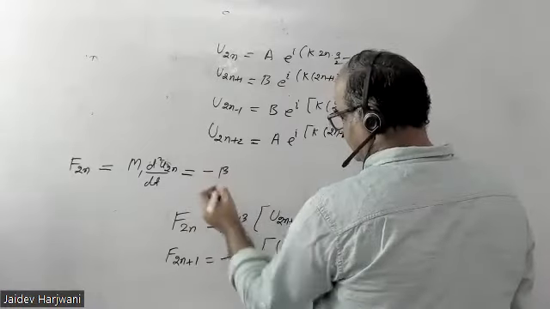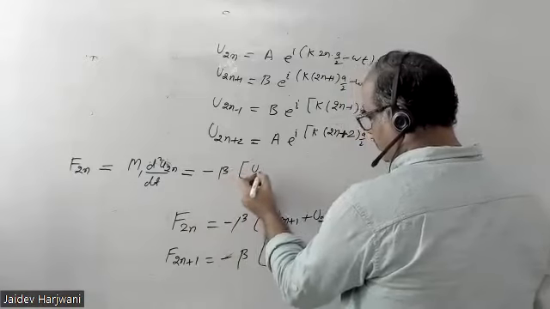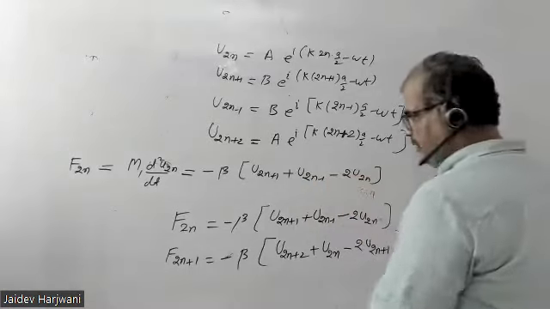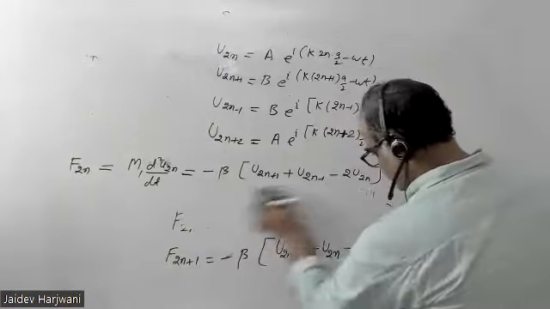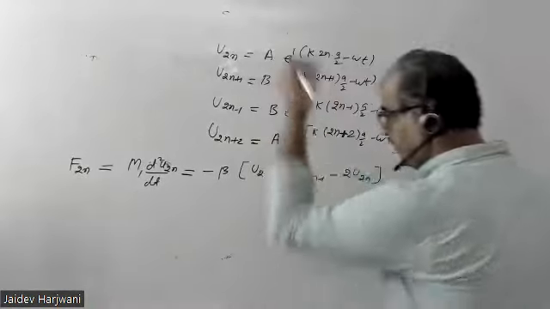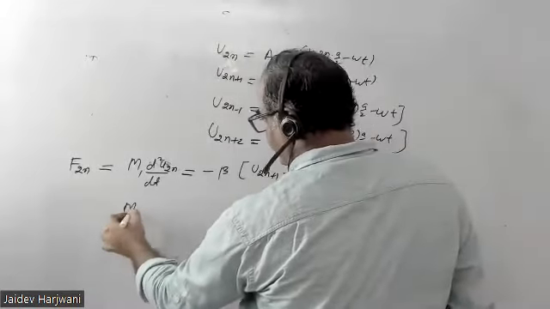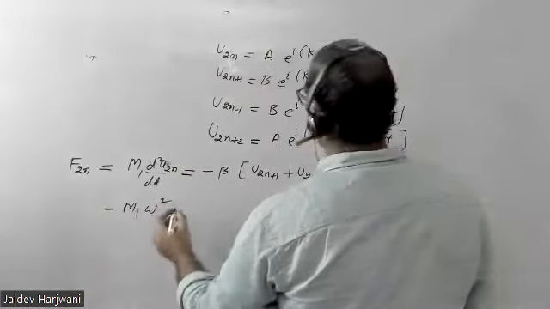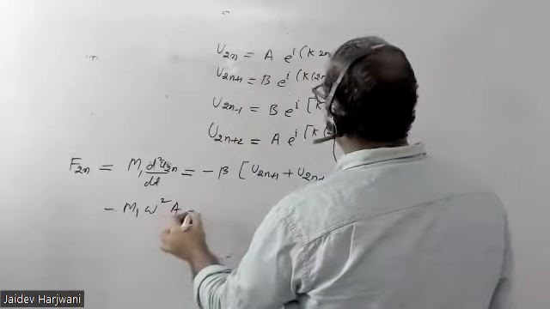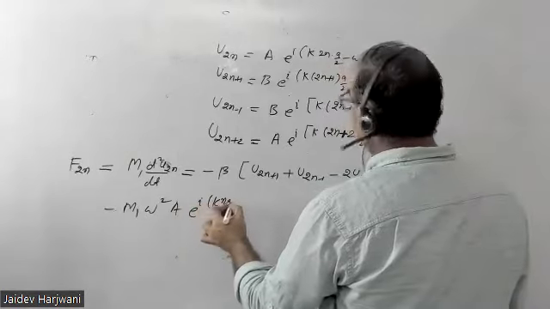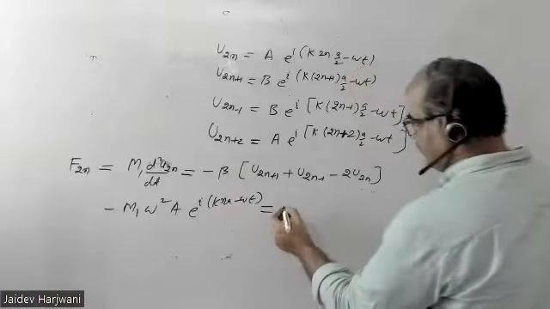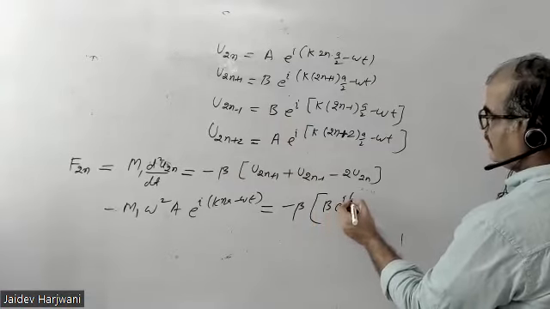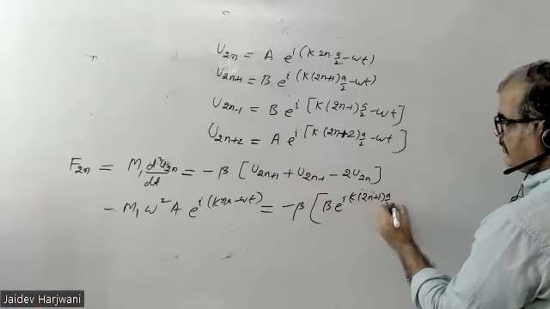This is minus beta, u 2n plus 1 plus u 2n minus 1 minus 2 u 2n. Now just put the values we have written here. Now I'm getting F2n, so this will be M1 d2u2n. If you differentiate two times, you get minus omega square, and again A exponential iota k na minus omega t. And here minus beta u 2n plus 1, this you get B e power iota k (2n plus 1) a by 2 minus omega t.